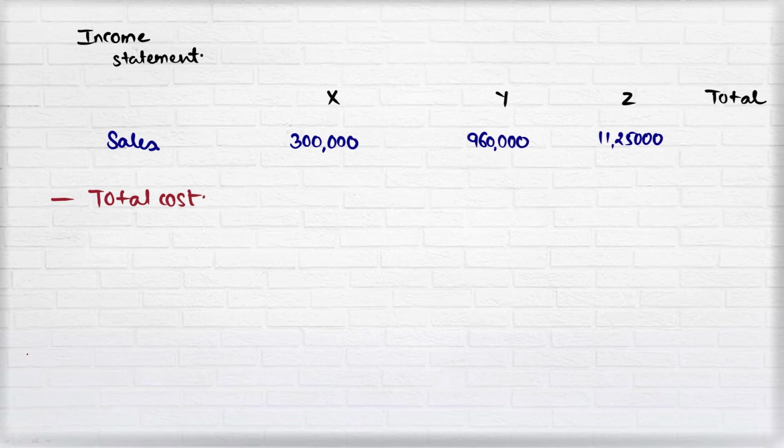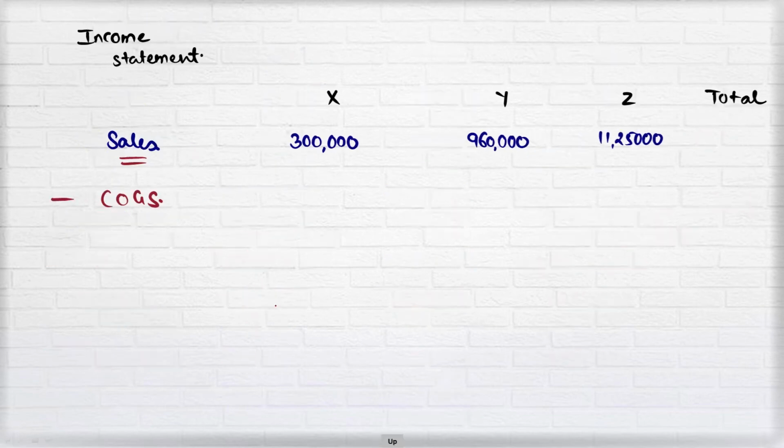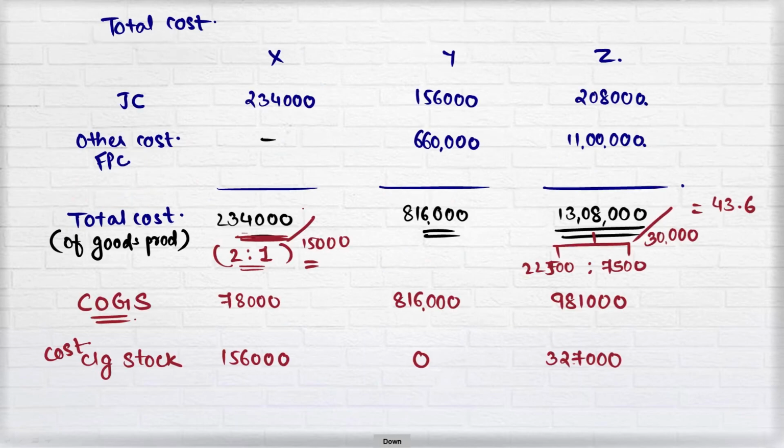Total cost is of goods manufactured and you are taking selling price of goods sold. So what should I take over here? Sales minus cost of goods sold is equal to GP. I already know COGS. COGS for this is 78,000. I think here there is a mistake, right? 78,000, 1,56,000. Yes, 1,56,000 and 78,000.